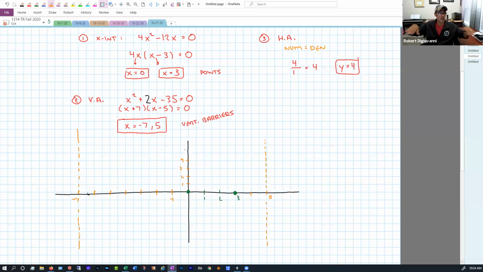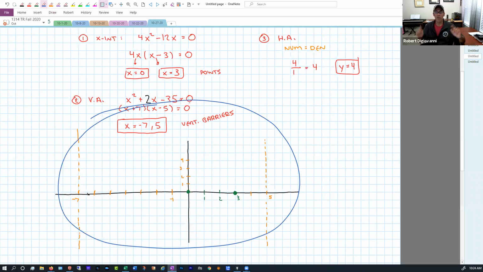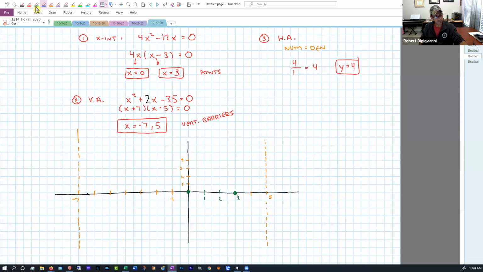Then I have my horizontal, right? But do not put your horizontal in here. It's only what's happening at the edges. So watch the way I'm going to do this. I'm going to follow 4 units high. I'm going to put it way out here. I'm going to just put my dotted line out here. And then I'm going to do that on the other side. Way out here, I'm going to put a dotted line.